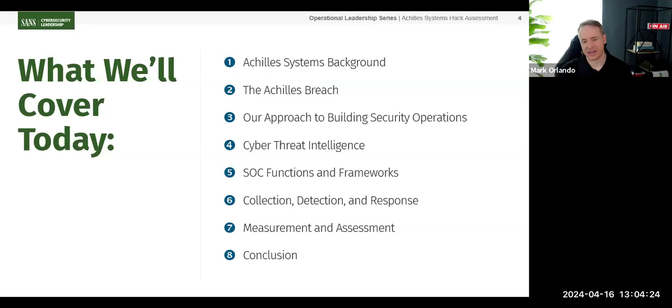We'll talk about various SOC functions and frameworks, functions like collection, detection, incident response, which is of particular interest here, considering we're on the tail end of a major incident. We'll also talk about ways to measure and assess security operations capabilities, which, in my experience, can be one of the most challenging parts of detection and response activities. Then we'll wrap it up, talk about what we've learned in doing this exercise and where we can go from here.